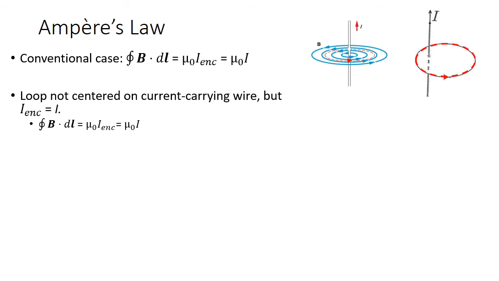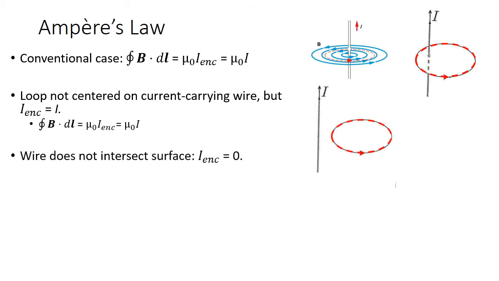If instead we enclose a wire carrying I but the loop is off-center, the result is the same, because the same current is enclosed as before. If the loop does not enclose the current-carrying wire, the enclosed current is zero, and the circulation of B is accordingly also zero.